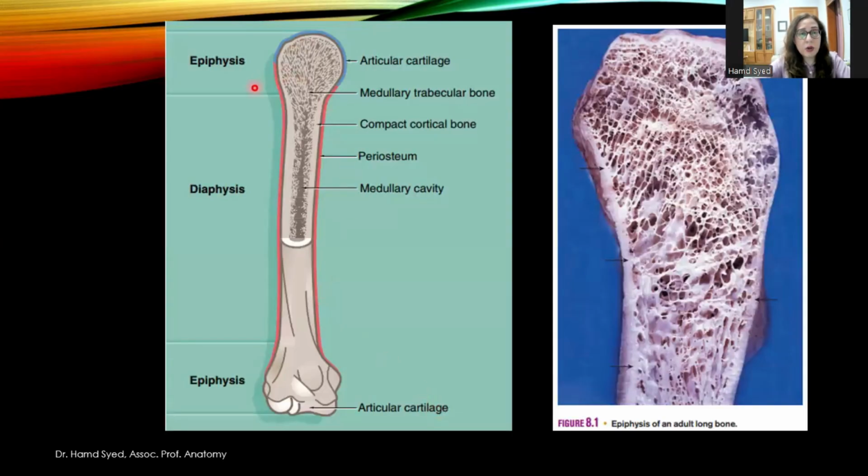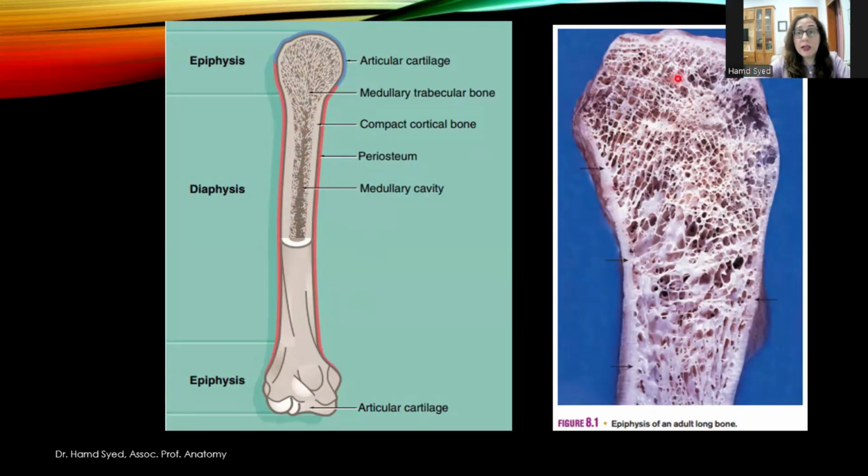So now we can look at a diagram of a typical long bone. The middle portion, the shaft, is also known as the diaphysis, whereas the ends of the bone are known as the epiphysis. And you can see over here that the external aspect of this bone is the compact bone, also called the cortex, whereas the inner aspect is the spongy or cancellous bone, and over here it is surrounding this medullary cavity in the middle.